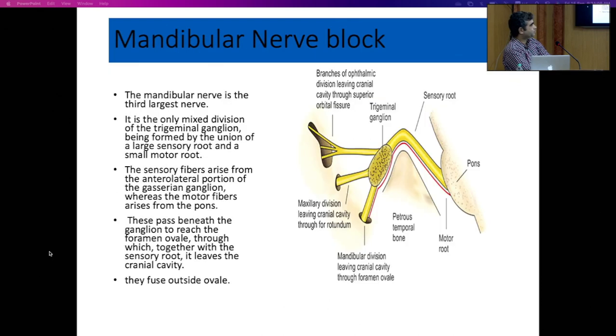So next is the mandibular nerve block. This is the third and largest nerve of the trigeminal, and this is the only mixed division. The other two, ophthalmic and maxillary, are only sensory, but this one is motor as well. The motor root arises directly from the pons. It doesn't come from the gasserian ganglion, but it travels with the mandibular nerve, and both divide just after coming out of the foramen ovale.